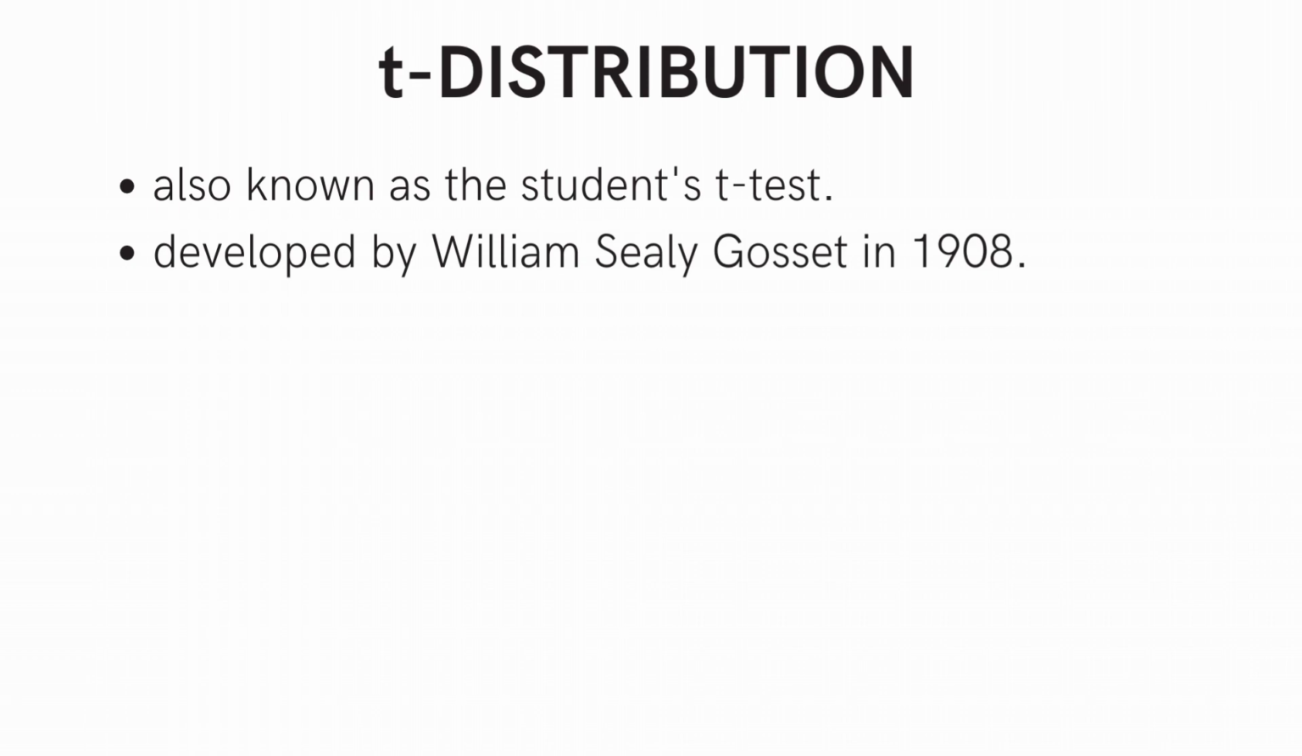Gosset was working in Guinness Brewery. He was a mathematician and he was studying the difference between barley yield. It was not financially practical for the company to have a lot of samples at a time. And this is the reason behind the birth of T-distribution.